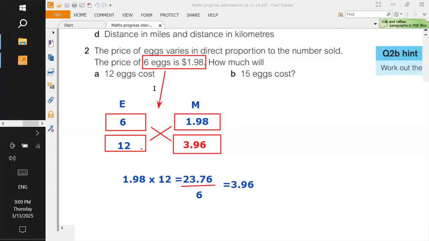This method is called the cross multiplying or the X method. We usually use it with direct proportion and with proportions that increase and decrease together. And this is how you answer a question like this. Now, let's move on to the next question.